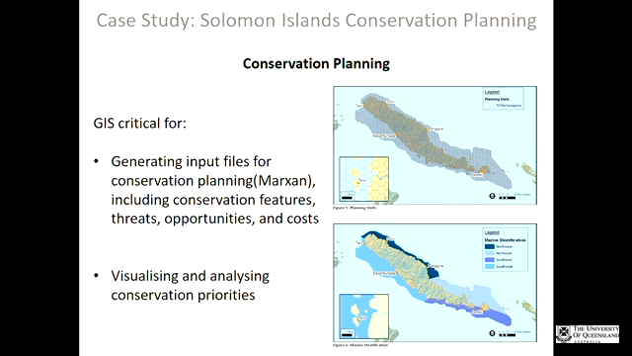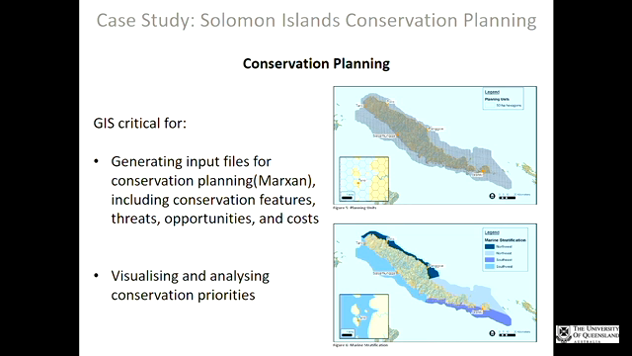Okay, so I'm not going to talk too much about how that's done, but essentially there's a whole range of GIS inputs. And then from that, GIS allowed the visualization of those conservation areas that were most important. So in this sense, the GIS was important for capturing the data spatially, it was important for doing the analysis to identify where priorities were, and it's also important for visualization.